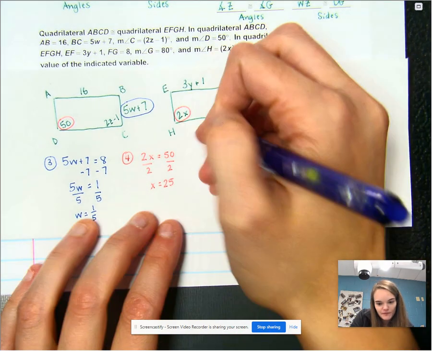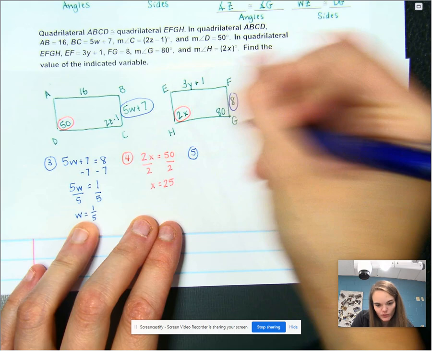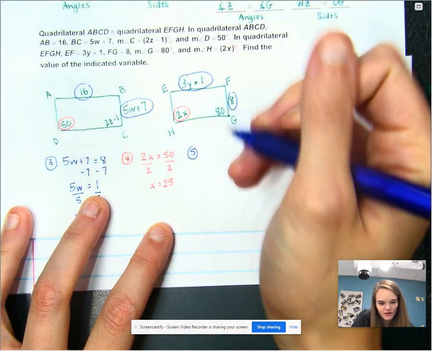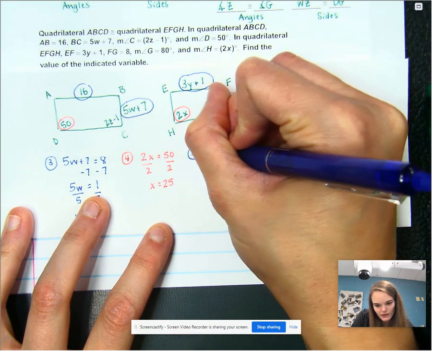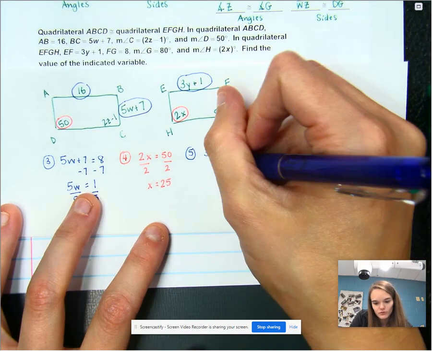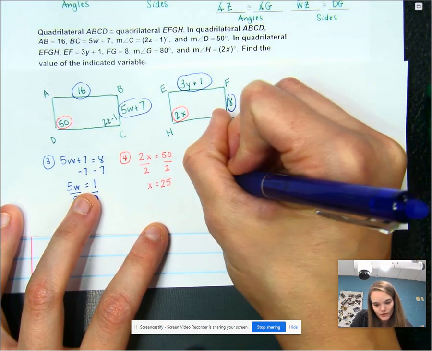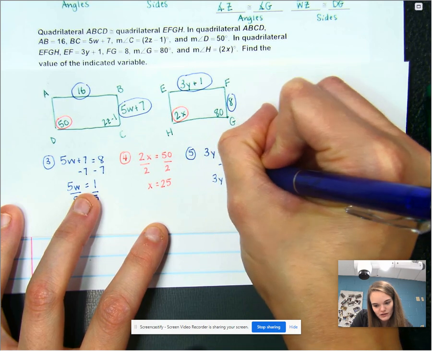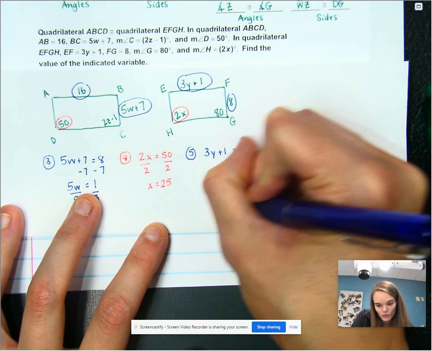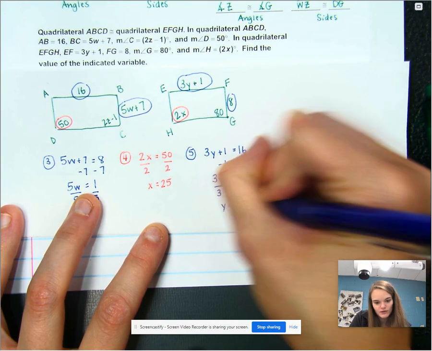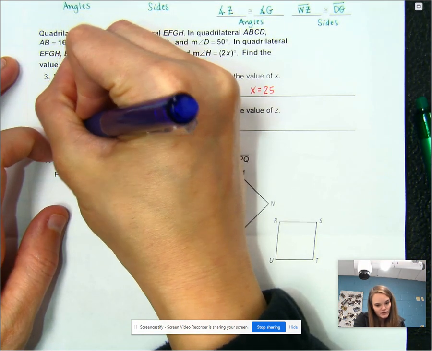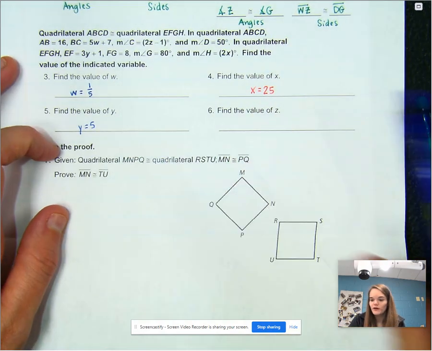Number 5, find the value of y. Where is y? Here is y. EF is congruent to AB. So 3y plus 1 equals 16. Subtract 1. 3y equals 15. Divide by 3. Y equals 5. And the last one, find the value of z.